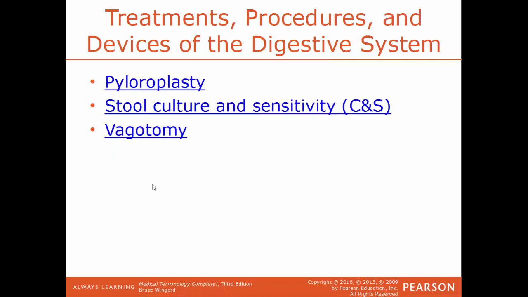Pyloroplasty is a surgical repair of the pylorus, which is a valve at the lower end, the distal end of the stomach. Our next term, C&S, stool culture and sensitivity, is a process of taking a sample of stool and then culturing it or growing it. So this is mainly done to detect the presence of pathogenic bacteria and to help diagnose any infections of the GI tract. Vagotomy, this is the cutting into of one of the branches of the vagus nerve.